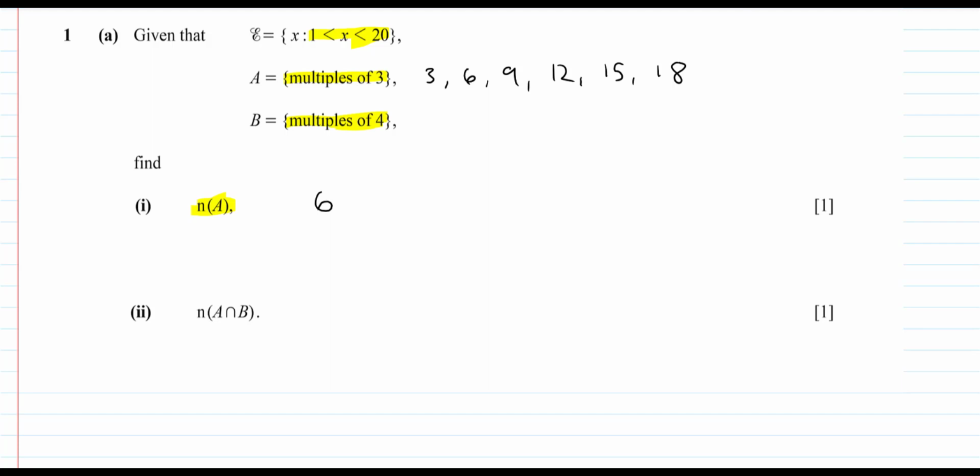And as you can see, when we wrote out the elements of A, we've got 12 here, but we don't have a 24 or anything. So we're going to just have that one element. So for 1a part 2, the answer is just going to be 1.